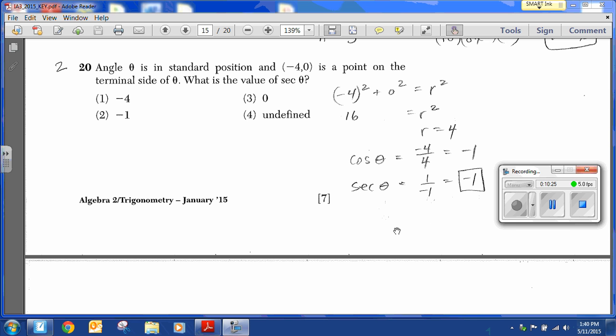Number 20, angle theta is in standard position and negative 4, 0 is a point on the terminal side of theta. What is the value of secant theta? Well, you need to use the Pythagorean theorem. You plug in x, you plug in y to solve for r radius. You end up with 16 plus 0 equals r squared, r equals 4. Cosine of theta is the inverse of secant theta. So we have negative 4 over 4, right, because it's x over r, and x is negative 4, r is 4, so negative 4 over 4 is negative 1. Therefore, secant theta is the reciprocal of negative 1, and 1 over negative 1 is also negative 1.